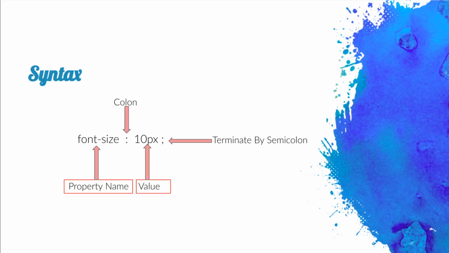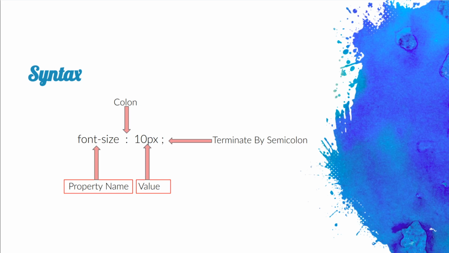So what we have done here, we have declared a CSS property font-size equal to 10px. The text to the left side of the colon is called the property name, the text to the right side of the colon is called the value, and both of them are separated by a colon. And we always terminate the CSS statement with the help of a semicolon. So let me revise it again. We have declared a property font-size, then we specify a colon, and after the colon we specify the value for that property, and we always terminate the CSS statement with a semicolon. So this is the basic syntax you are going to see in this whole series.